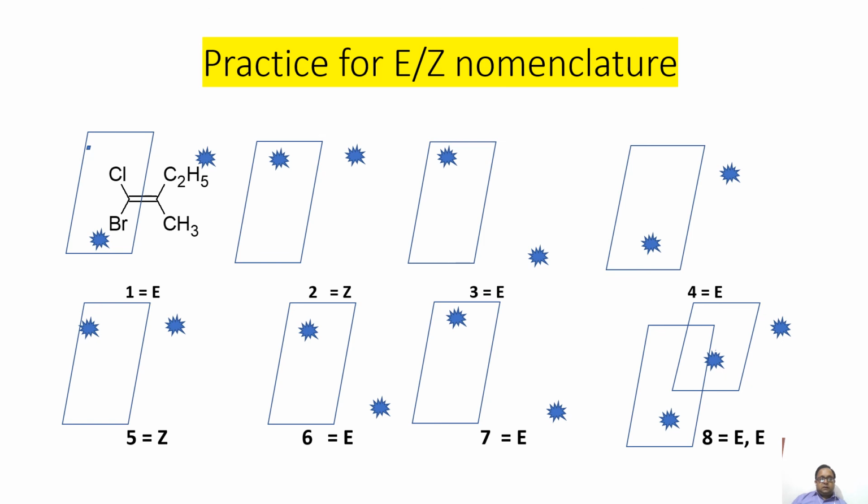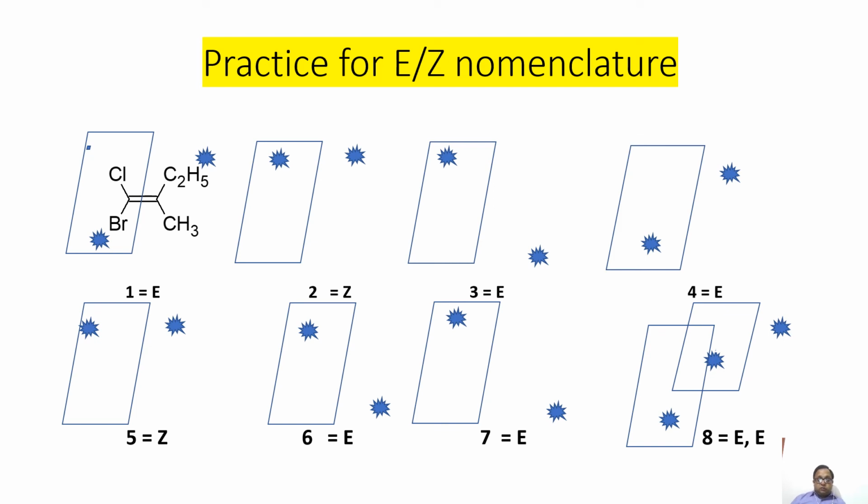So here are your answers. For the first it's E, for the second it's Z, then E, E, Z, E, E, and for the eighth it is EE because it has two double bonds.